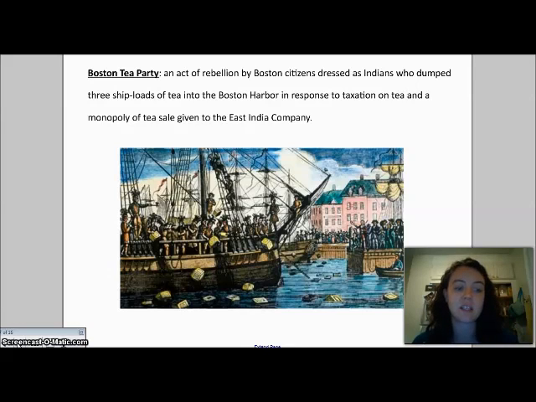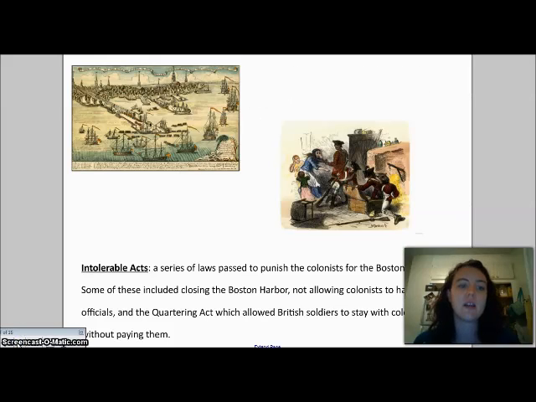And so in response to this, Great Britain passed the Intolerable Acts. The Intolerable Acts were a series of laws, not really taxes, but restrictions that were placed on the colonists, and it was all to punish them for the rebellion that they had showed during the Boston Tea Party. They closed the Boston harbor.